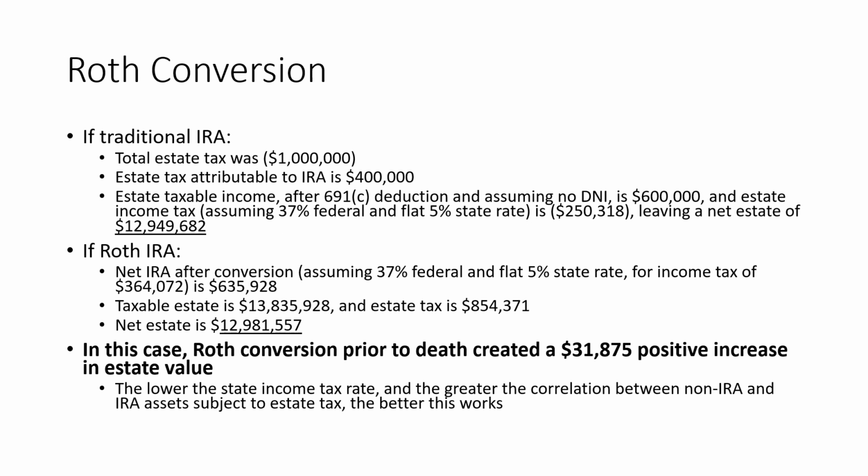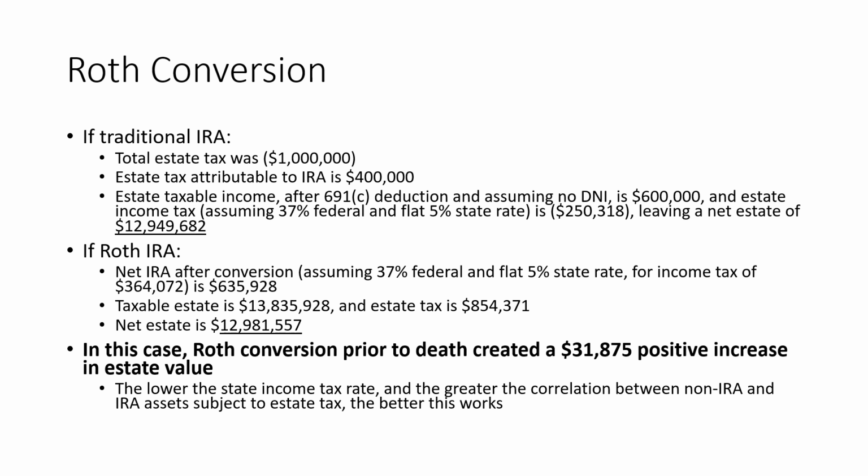Now, after taking a 691C deduction, if the estate withdraws that $1 million from the IRA, there's a net of $600,000, which is the estate's taxable income. And calculating out the tax brackets for 2021 and assuming a flat 5% state income tax rate, we'd have an estate income tax of $250,000 and change, and it would leave a net estate of $12,949,682.